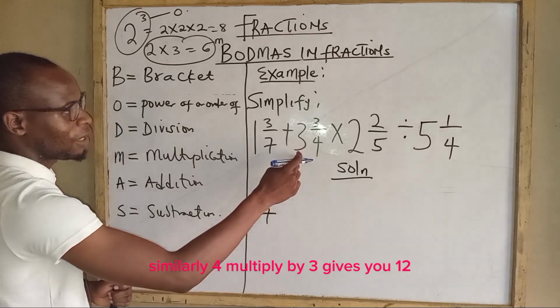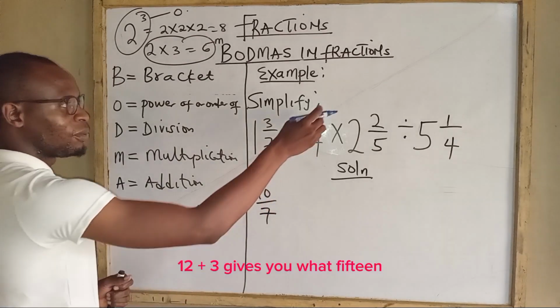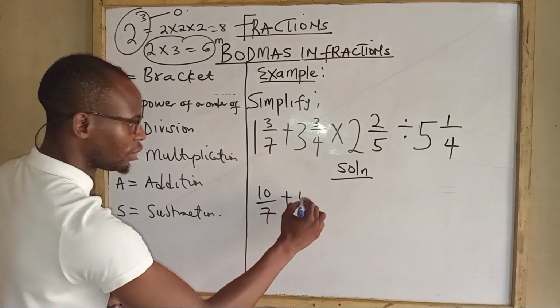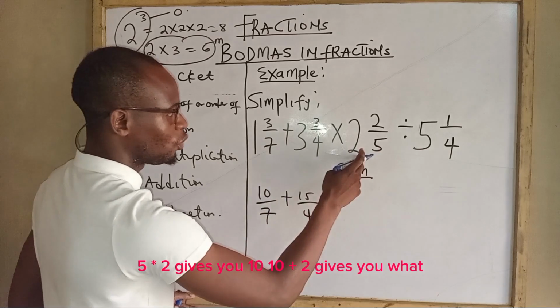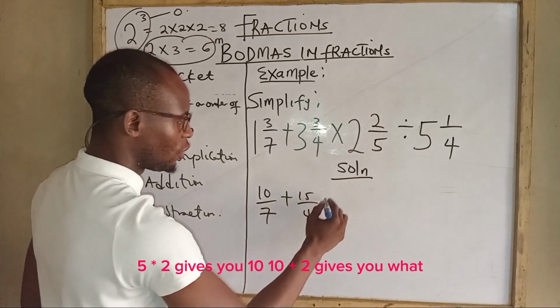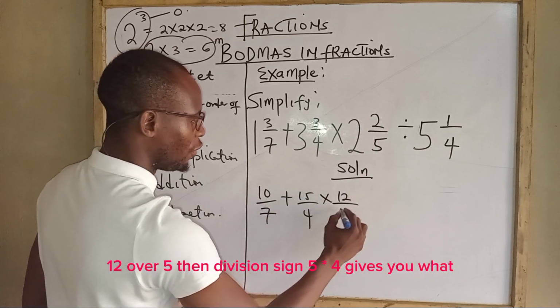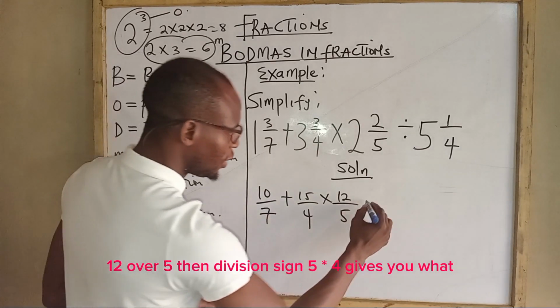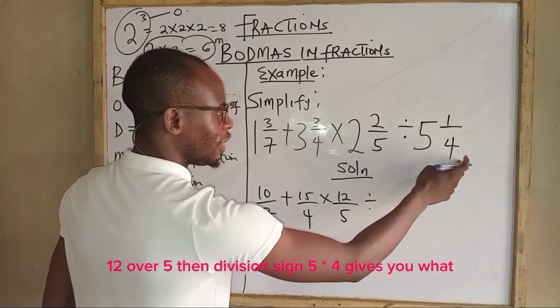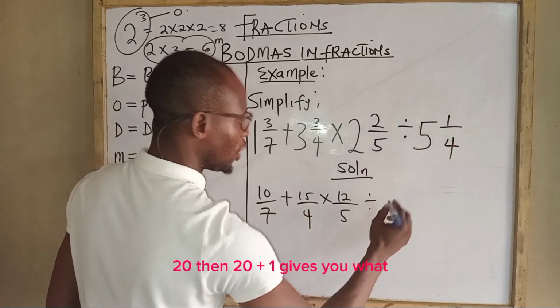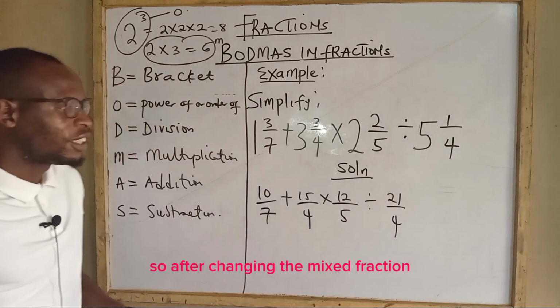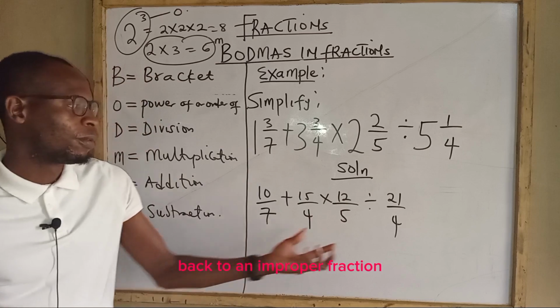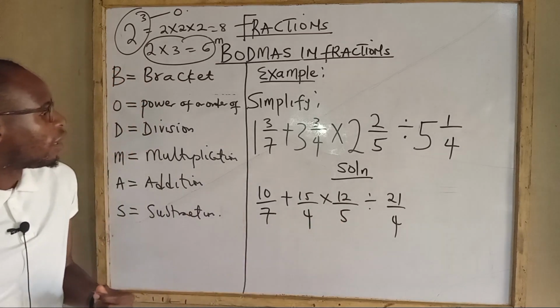Similarly, 4 multiplied by 3 gives you 12. 12 plus 3 gives you what? 15/4. Of course, 5 times 2 gives you 10. 10 plus 2 gives you what? 12/5. Then division sign, 5 times 4 gives you what? 20. Then 20 plus 1 gives you what? 21/4. So after changing the mixed fractions to improper fractions, just like what you have here, you now apply BODMAS.